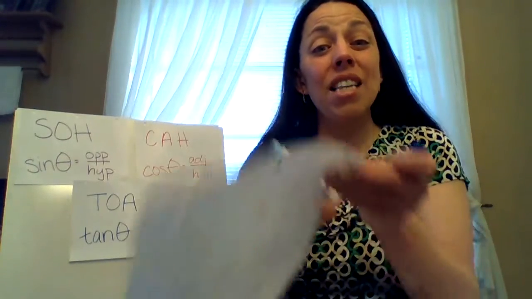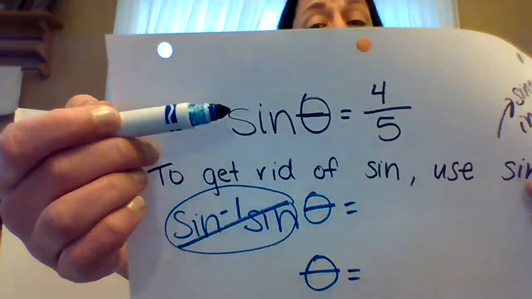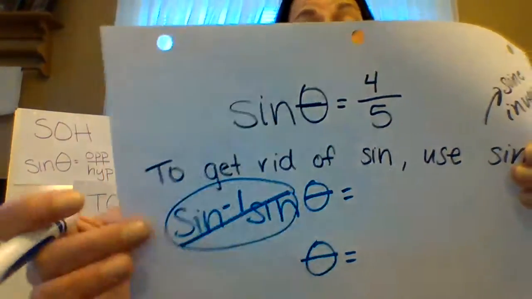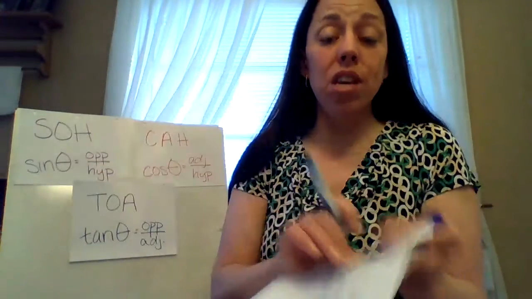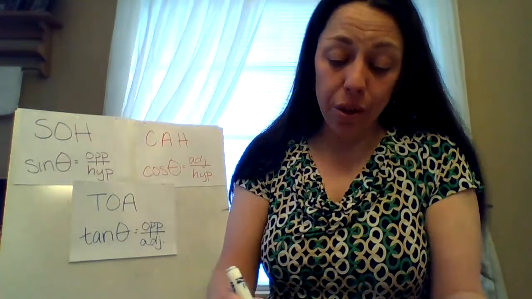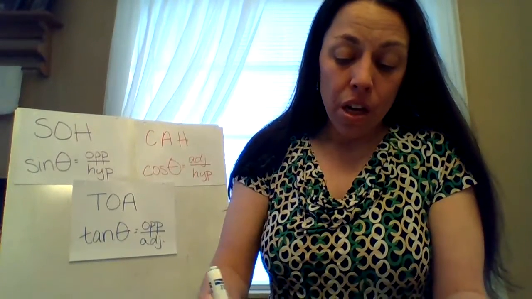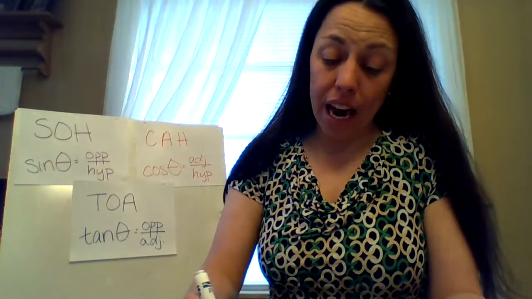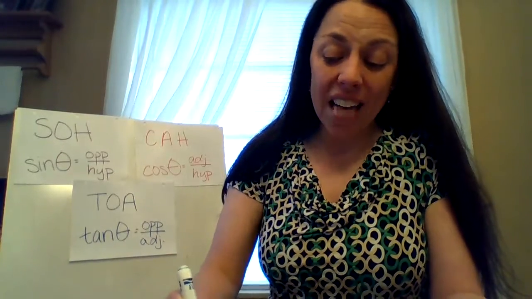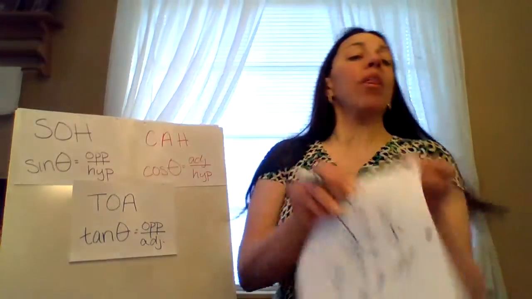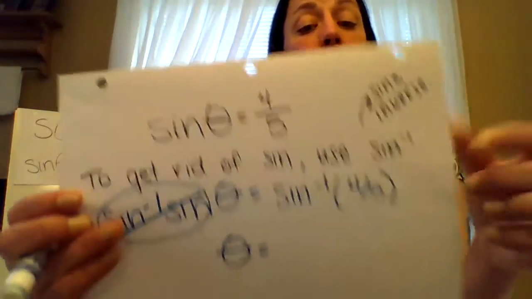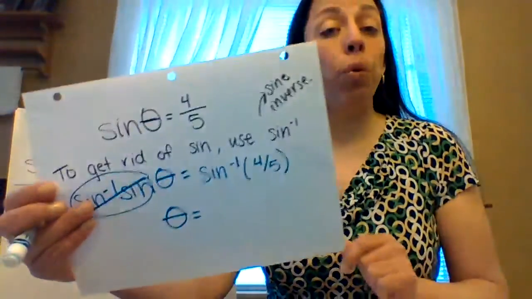But this is math class. And by the way, remember how my original said sine here and I just put sine inverse there to get rid of sine? If I do something to one side of the equation, I have to do it to the other side. So on the other side, I'm going to write sine inverse. It has to come first. Okay, your calculator, math, we don't like it if that does not come first. So sine inverse of 4/5.